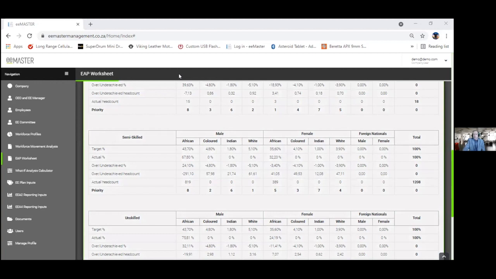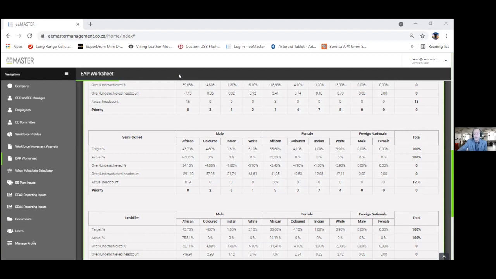In other words, ladies and gents, do you see what we mean in terms of determining your under and overrepresented race and genders in each occupational level? The question that the Department of Employment and Labour asks is the following. If your last priority in this demo company, African males in semi-skilled, is priority number 8, how do we know that? That is the highest minus, in other words, the highest underachieved race and gender in that particular occupational level.